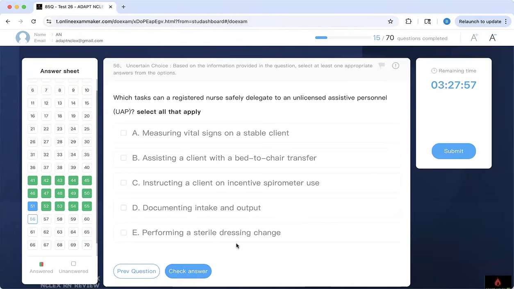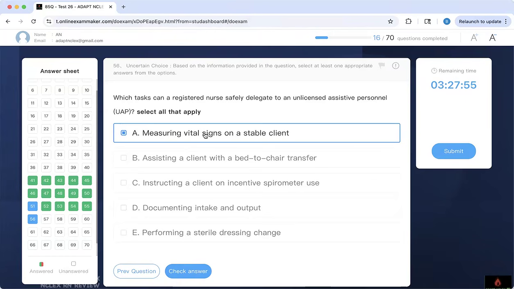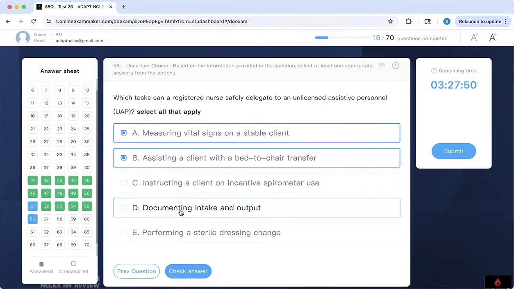What do you think? They can measure vitals. They can assist into the chair, ADL. They cannot instruct, but they can document intake and output. No sterile dressing.